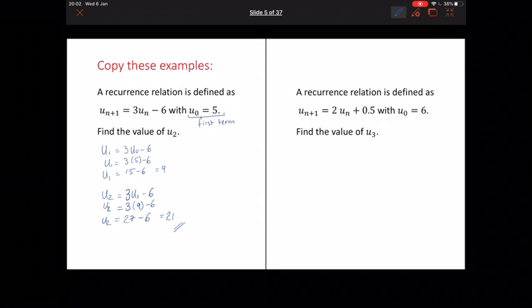A recurrence relation is defined as u(n+1) = 2u(n) + 0.5 with u0 equal to 6. Find the value of u3. We're going to have to find u1 and u2 before we can get up to u3. So u1 will be equal to 2 times u0 plus 0.5. So u1 is 2 times 6 plus 0.5, which gives us 12 plus 0.5, which gives us 12.5.